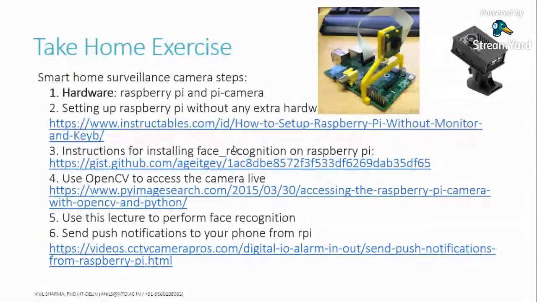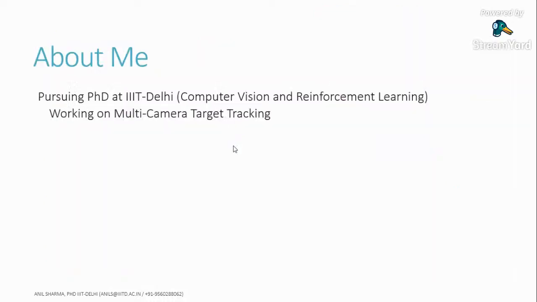Or maybe you can also use some local hardware to access this kind of functionality. For example, you can use your local Wi-Fi to communicate between the phone and the Raspberry Pi, in which case you don't have to build your own application. Okay, so this was all about this lecture.